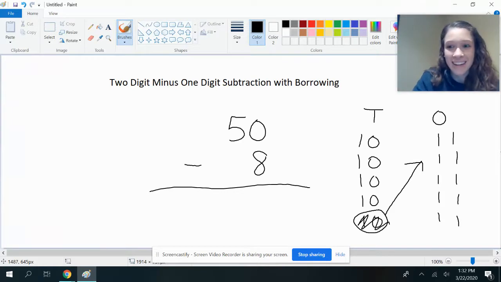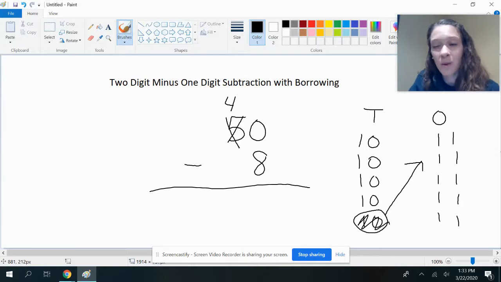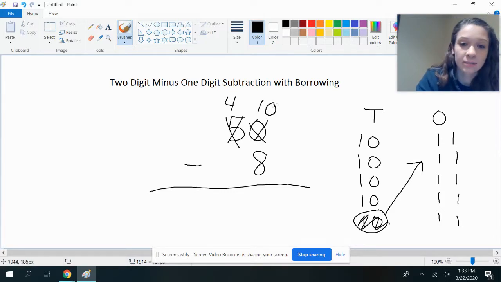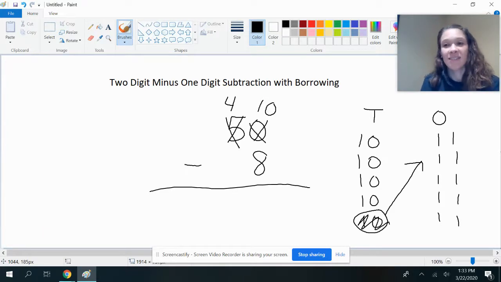Okay. Now let's see how many 10s I have left. Okay, let's count them. 1, 2, 3, 4. I only have 4 10s left, so I'm going to cross out the 5, and I'm going to write 4. Okay. Now let's think about how many ones I have. We started with none. We had no ones at all, and then I brought 10 over. So that means instead of having 0 ones, I now have 10 ones. Okay. And let's see if I can do 10 take away 8 now that I have enough ones.